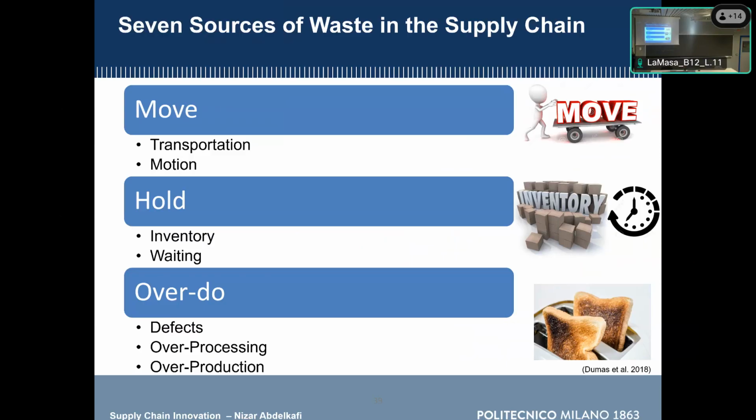Then we have overdoing. So it could be defects. Defects are when we have quality problems.